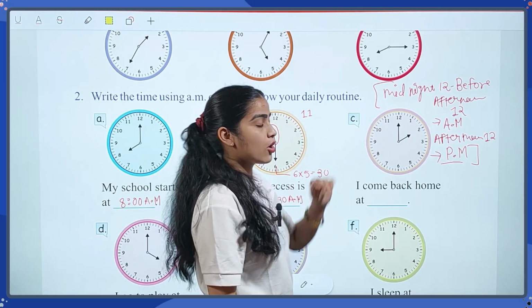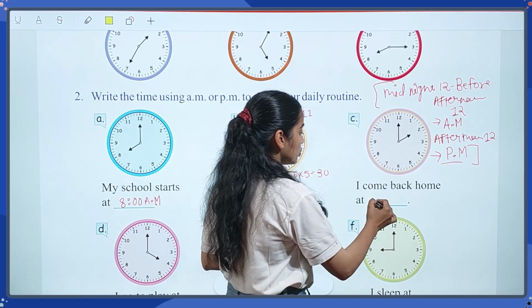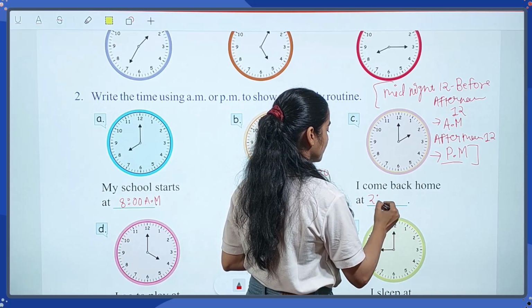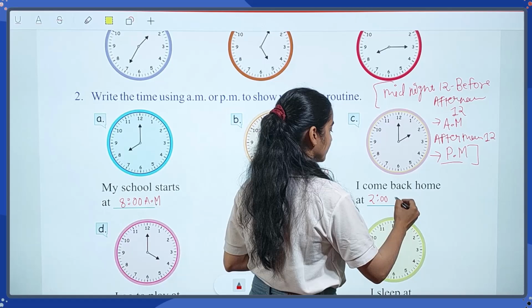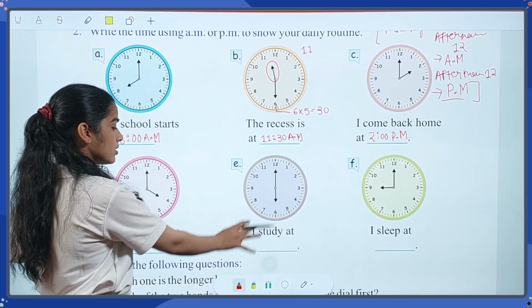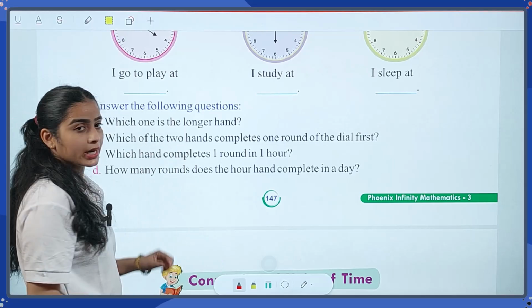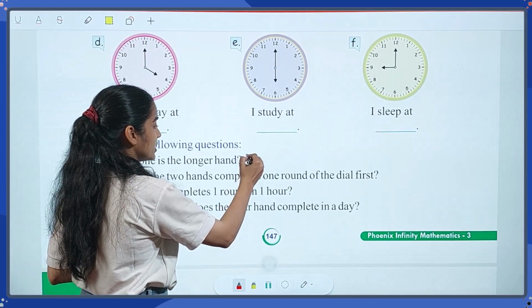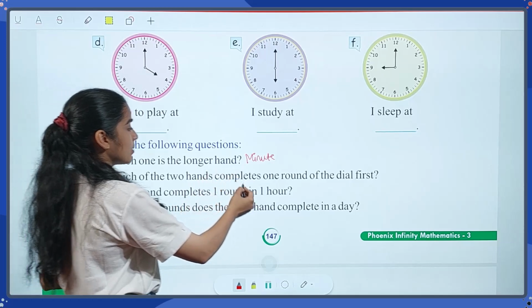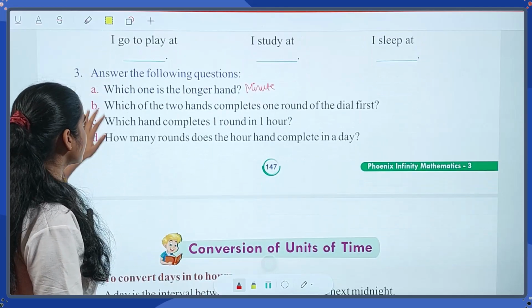Okay. This is your afternoon, which means afternoon 12, so it will be represented in PM. So 2 o'clock, because the hour hand is at 2 and the minute hand is at 12. So 2 PM. Okay. So in this way, you can represent the rest of the questions you have. Answer the following question. Which one is the longer hand, minute hand or hour hand? Obviously, minute hand. Next, which of the two hands completes one round of the dial first? Obviously, minute hand. So you can write your answer.